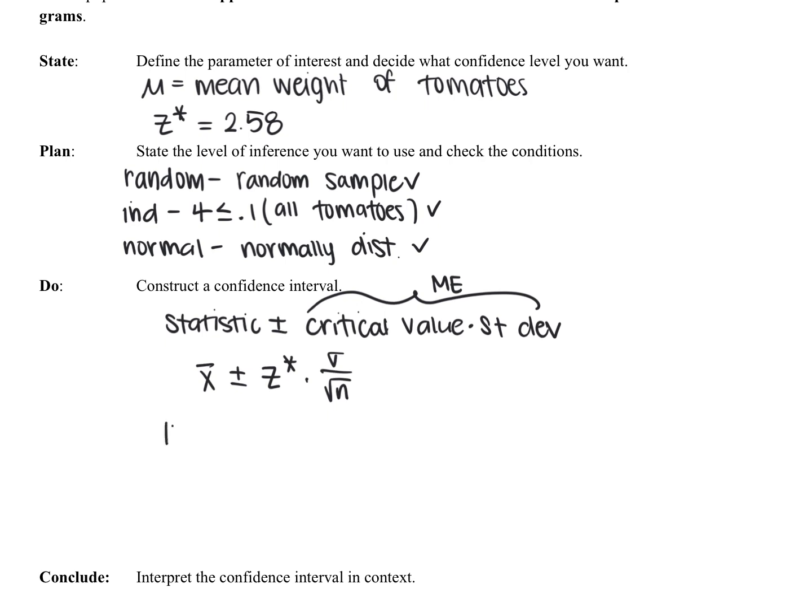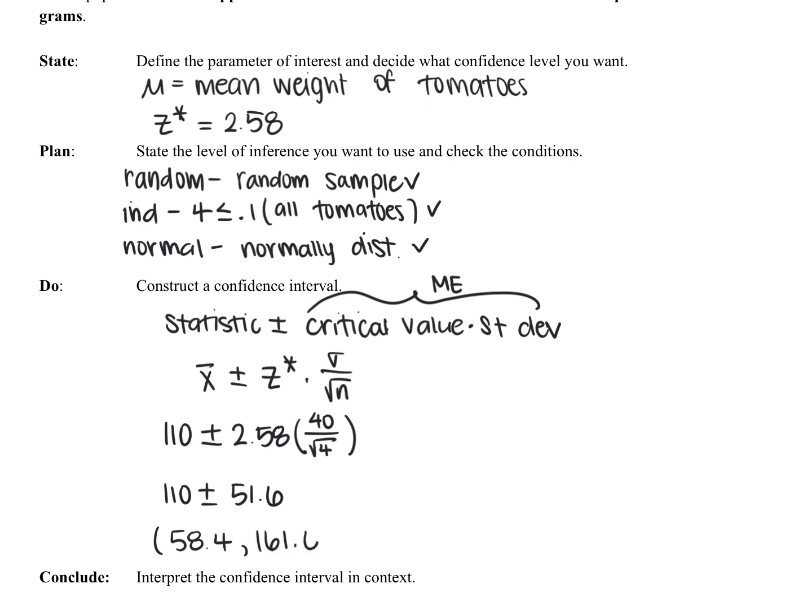So now my x bar is 110 plus or minus the critical value we calculated, 2.58, times our standard deviation, 40 over the square root of 4. So when I do 2.58 times 40 over the square root of 4, we're going to get 51.6. So we have 110 plus or minus 51.6. When I add and subtract that from 110, we get 58.4 to 161.6 for our confidence interval.